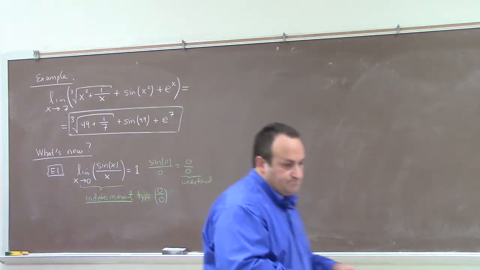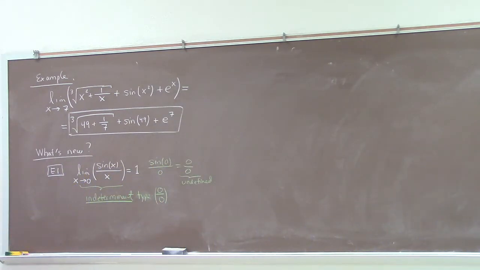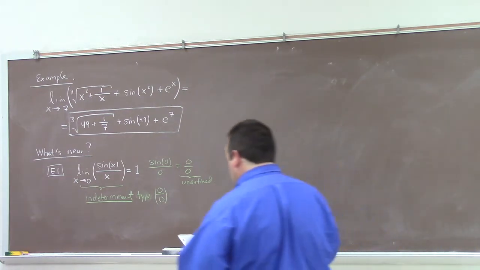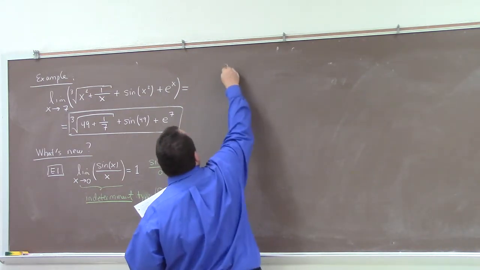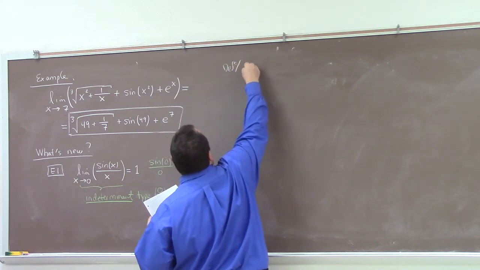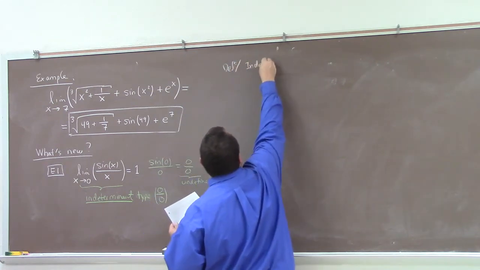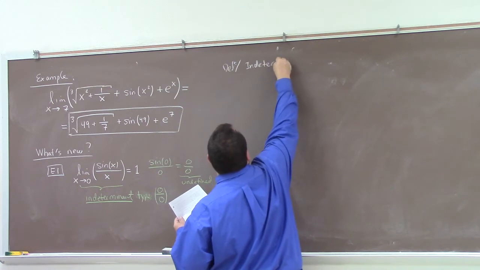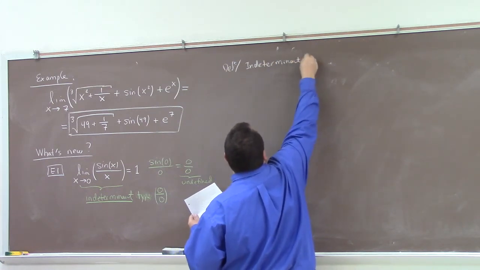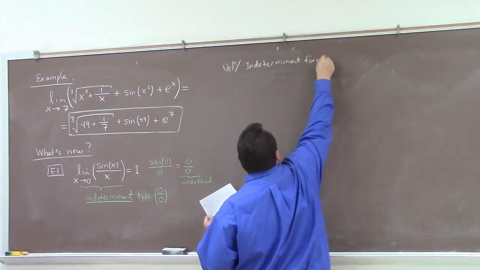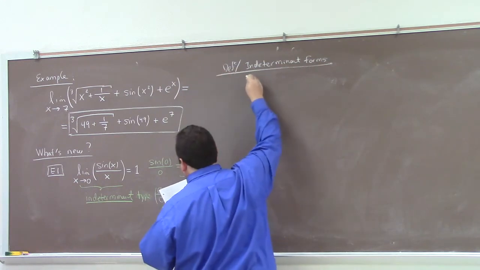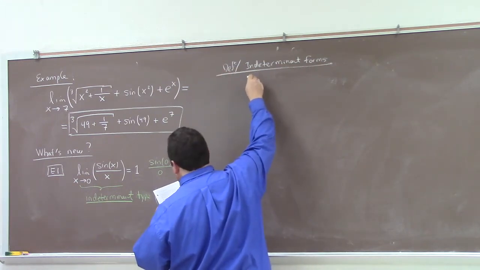All right, so what are the other indeterminate types, indeterminate forms? We need to recognize these because when we see these, we must deal with them. How do we deal with them? Well, we're about to see that, all right?